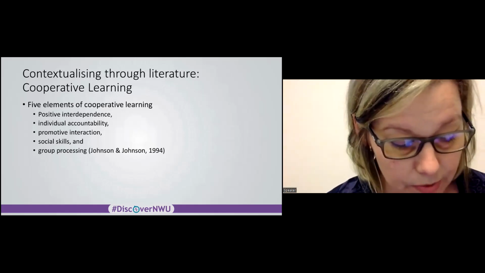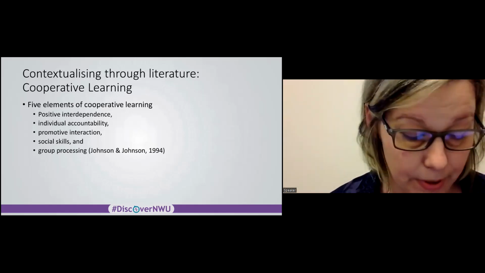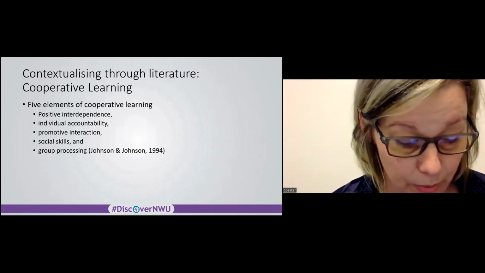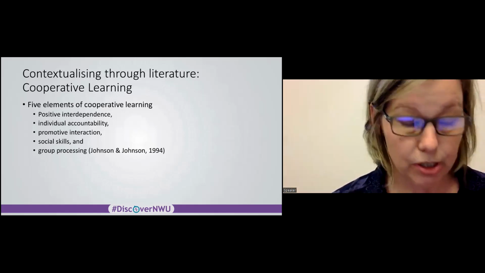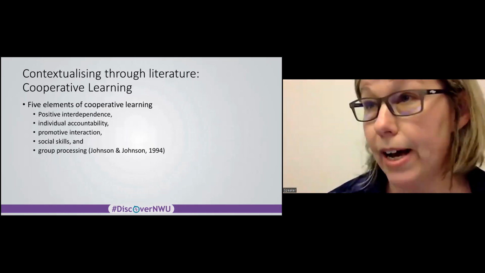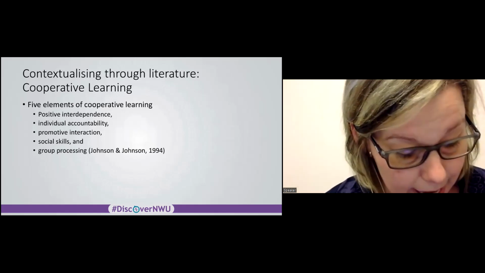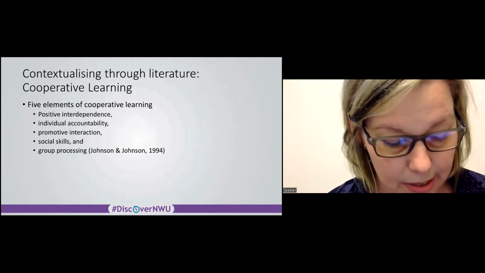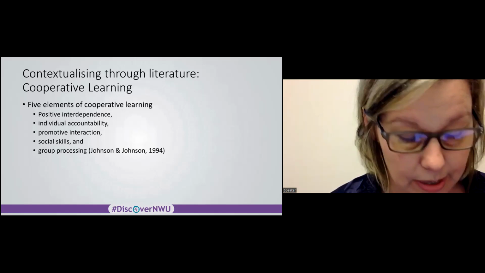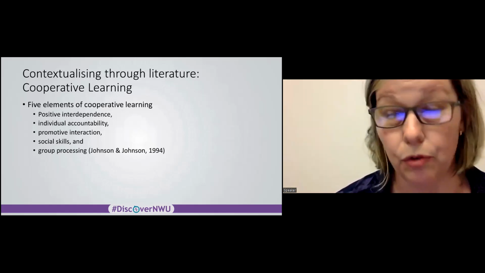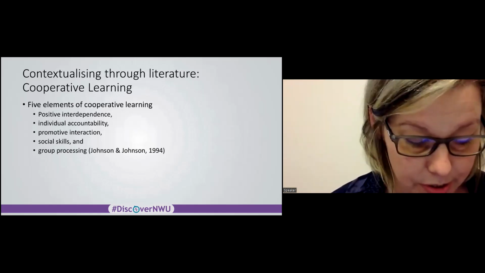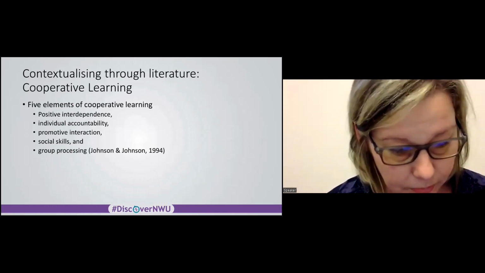The second one is individual accountability, where each group member is responsible for mastering the work. Promotive interaction refers to the fact that all members are responsible to help and to provide feedback within the group. And interpersonal and small group skills, obviously that has to do with the interaction of the group members with each other. Group processing is where the group actually reflects on the task that they are working on.